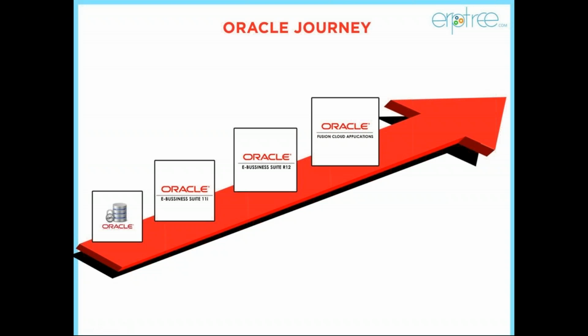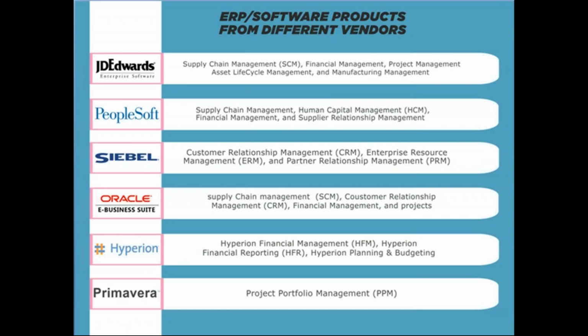It could be cloud or fusion applications. So when you talk about different ERP products in the market, we have JD Edwards as an ERP product, and we have PeopleSoft, Siebel, and Oracle E-Business Suite. They are the ERP products. Not only these, there are many other ERP products in the market. Along with the ERP products, we have different enterprise applications also, like Hyperion and Primavera. When you look at JD Edwards, there are many solutions available. From many ERP products, these solutions are available. The important point is, from which ERP, which solution is famous?